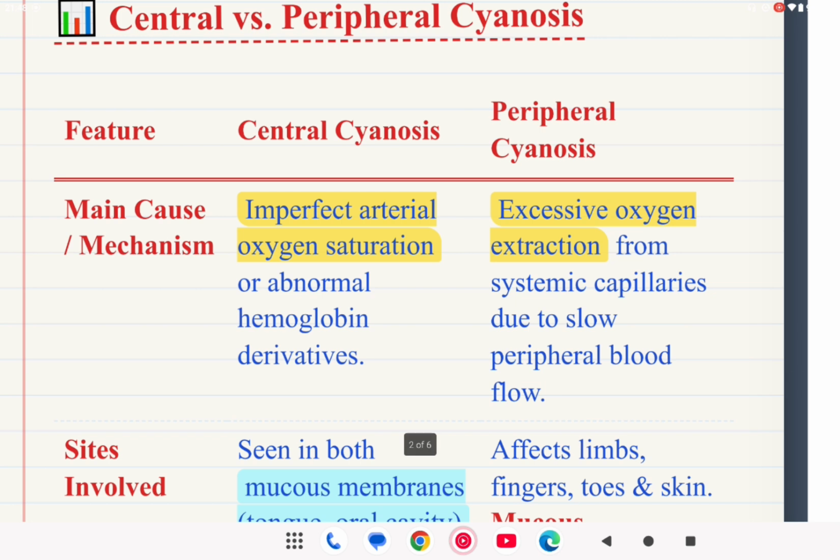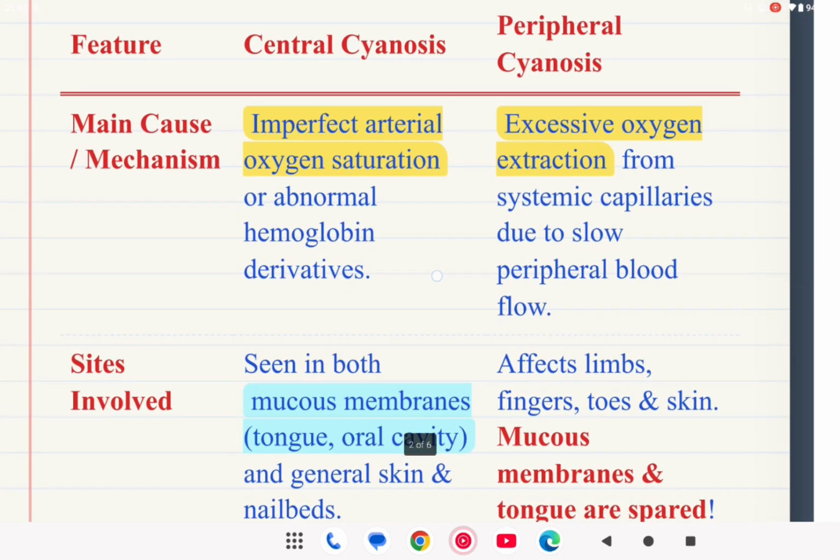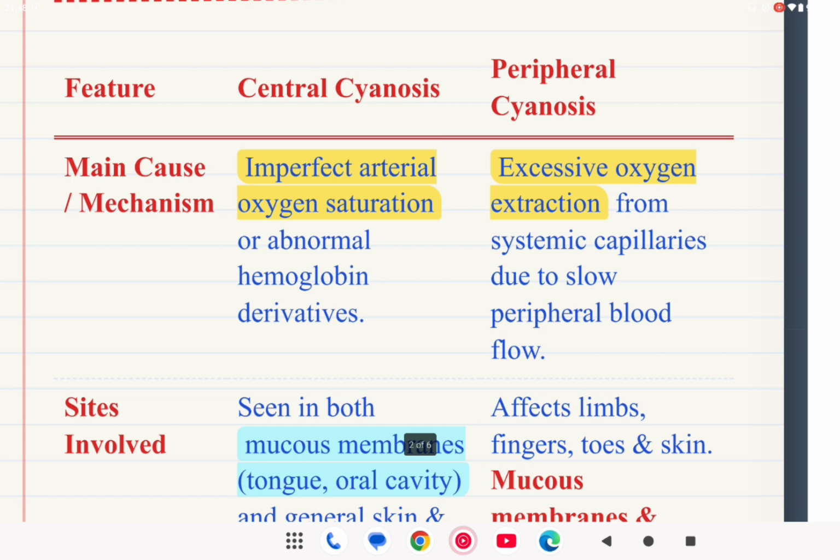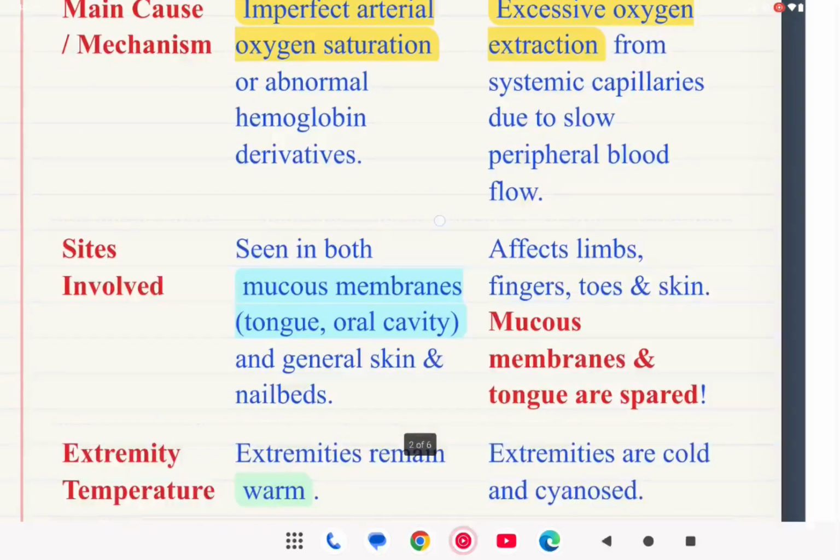Now, what are the main causes of central cyanosis? In central cyanosis, there is imperfect arterial oxygen saturation or there are abnormal hemoglobin derivatives. In peripheral cyanosis, there is excessive oxygen extraction from the systemic capillaries due to slow peripheral blood flow. So peripheral cyanosis is due to slow peripheral blood flow, whereas central cyanosis is due to abnormal hemoglobin derivatives.